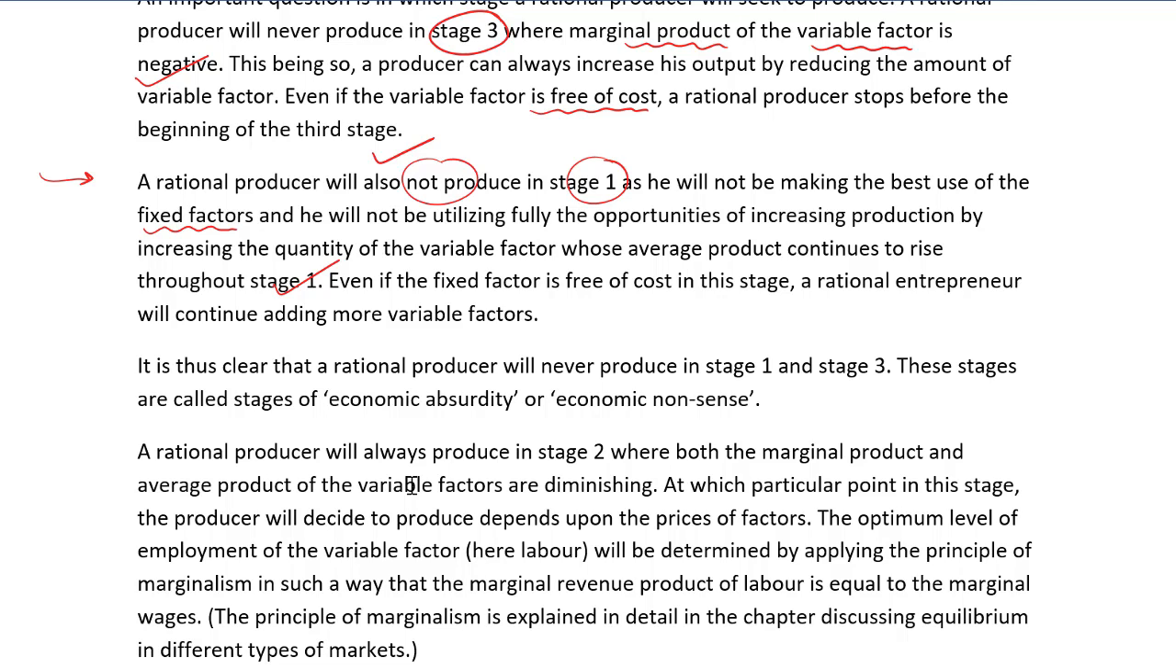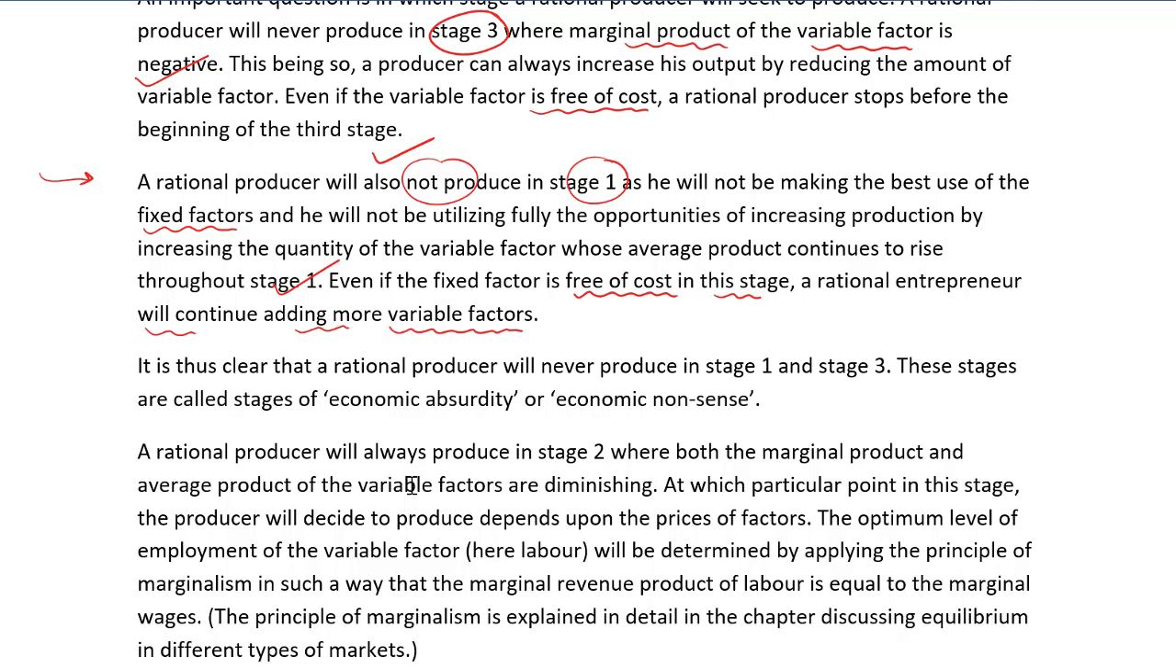Even if the fixed factor is free of cost in this stage, a rational entrepreneur will continue adding more of the variable factor. Why? Because we already have a shortage of variable factor, and the best combination between the fixed and variable factor is not achieved. If I increase the fixed factor, from where will I get the variable factor to work on the fixed factor? And that is why this stage, stage 1, can't be opted.